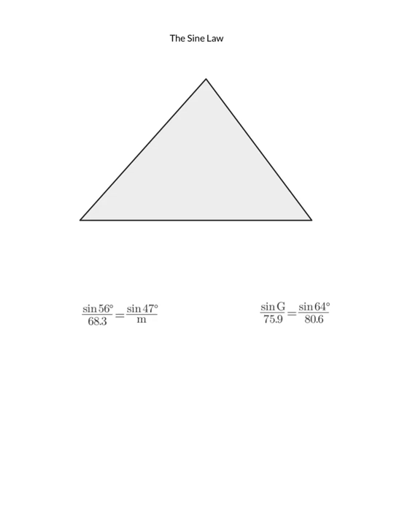All right, before I start on the sine law, let's get a little bit of equation solving behind us here. In this case, on the left, you can see sine of 56 degrees over 68.3 equals sine of 47 degrees over m. If you look for the variable, m is not an angle. If it were an angle, then it would be sine of m, and it would be a capital M.